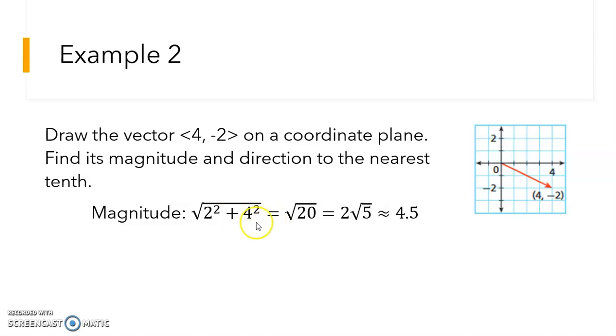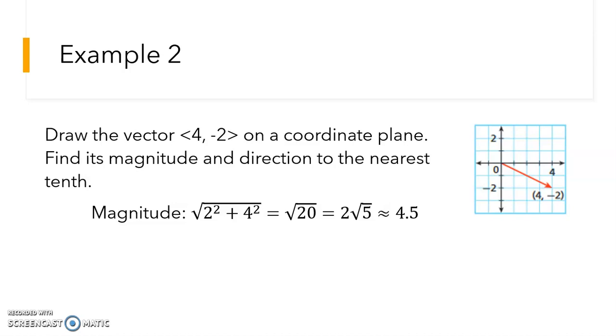So 2 squared is 4, plus 4 squared is 16. I got 20 for that. And then I just simplified my square root of 20 to 2 times the square root of 5, which is approximately 4.5. And I got the approximate answer because it said to the nearest tenth. So that's the magnitude of this vector.